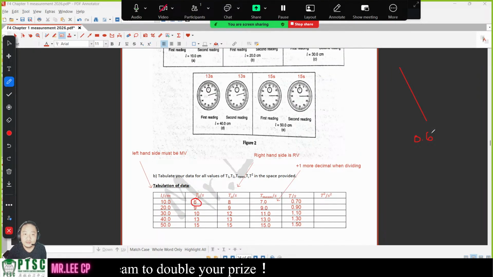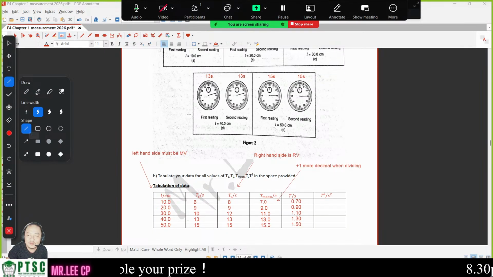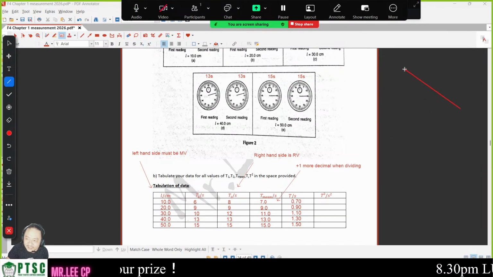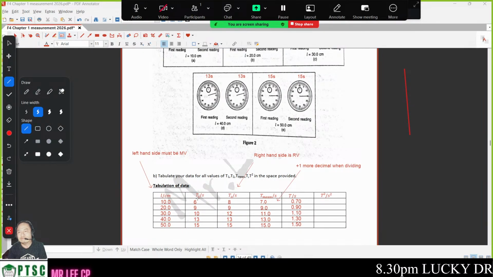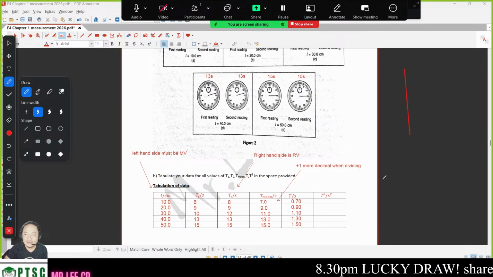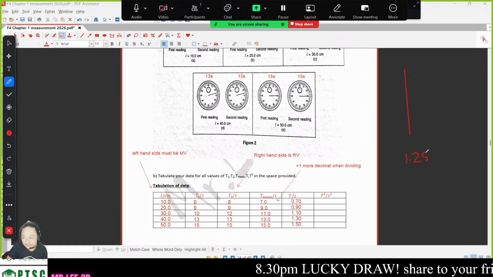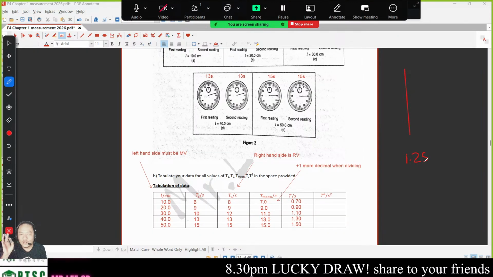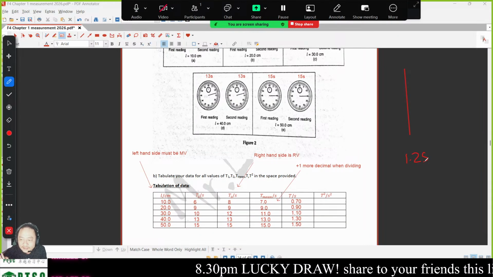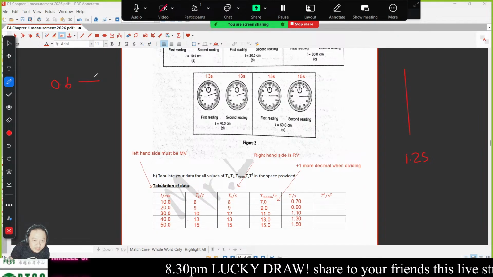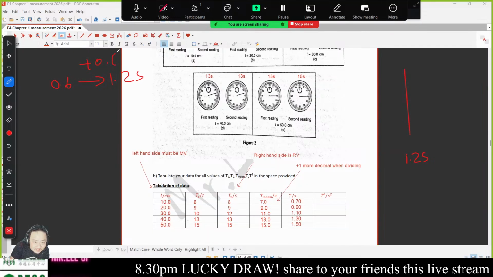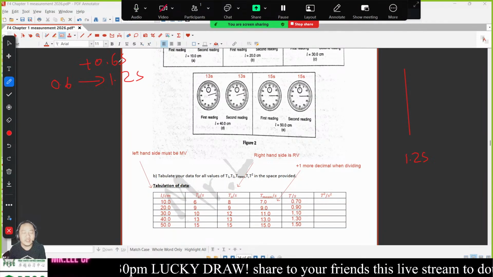Sometimes your response is so slow, some of you, until here you only then press. It's supposed to be 0.6 seconds, but you got 1.2 seconds, double. For example, you're supposed to get 0.6, you get 1.2 seconds. Your time is like double, so you add 0.6 seconds again. A big difference.